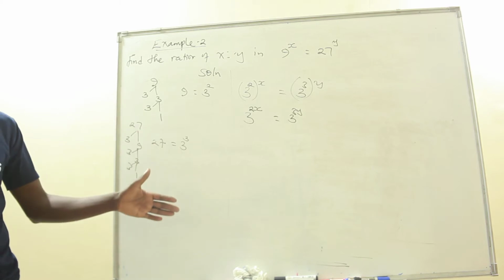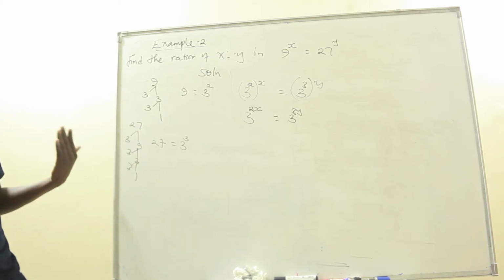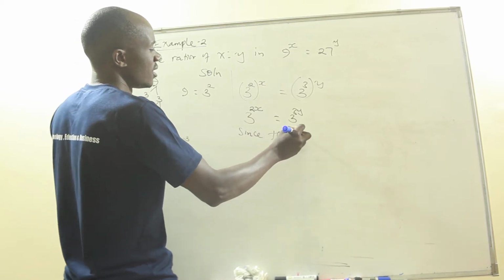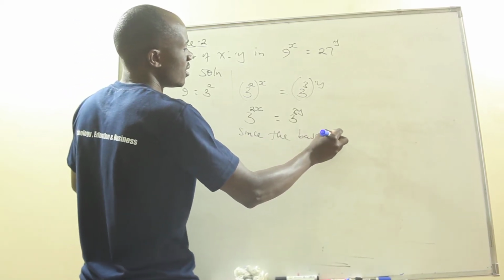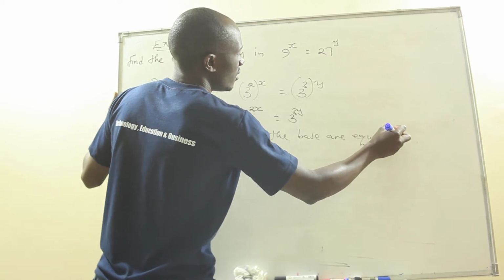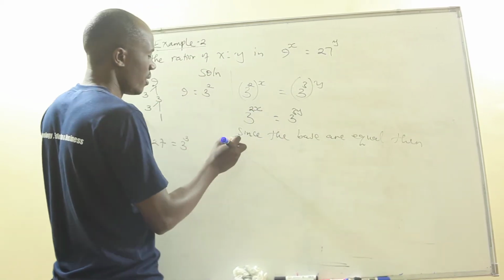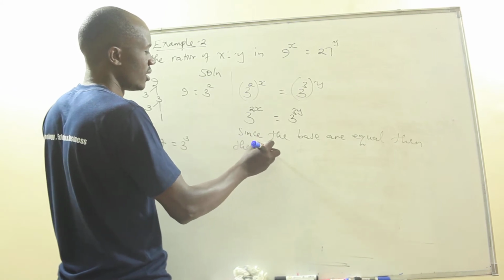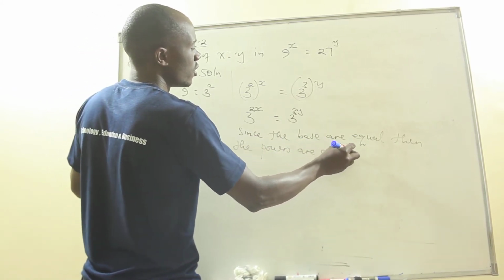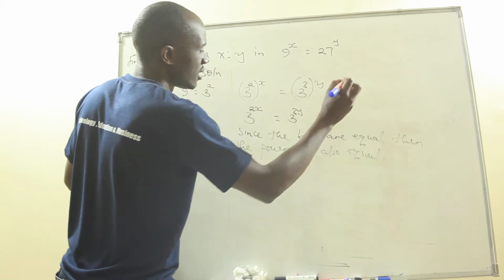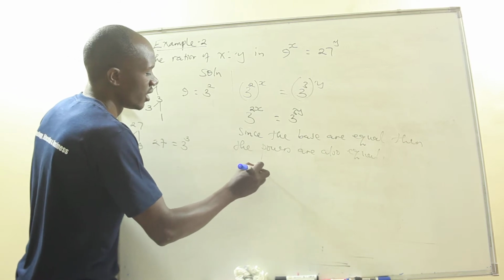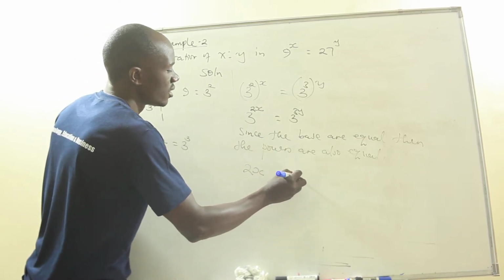So when the bases are the same, we just equate the what? The powers. Since the bases are equal, then the powers are also the same. The powers are also equal. So what does it mean? We are going to equate the powers. So we are going to say 2x equals 3y.